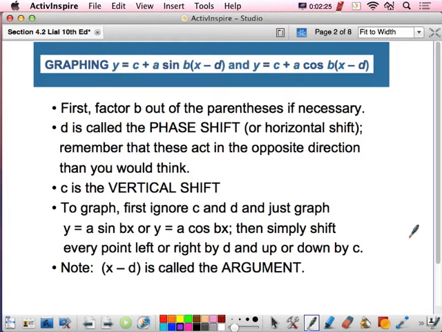Just a quick note, your book will sometimes refer to the argument of a trig function. The argument of the trig function is that parenthesis, x minus d. So if a trig function has a phase shift, that parenthesis is referred to as the argument of the trig function. I don't use the terminology a lot, but if you ever see it, that's what it means. So we'll pause right here for a second and let you take a few notes.